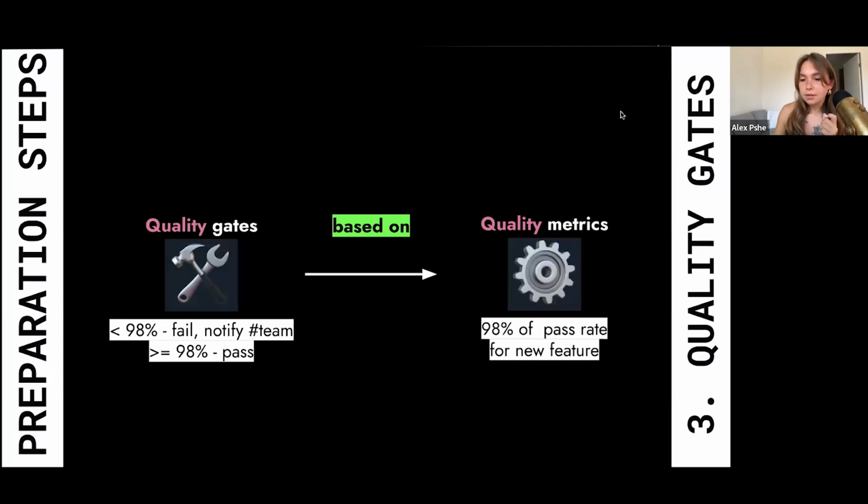And after that, what do we have to do? We have to build our quality gates based on our quality metric. For example, if we have a quality metric like 98% pass rate for a new feature, the quality gate will be: if this metric is less than 98%, we fail and notify some channel. Or if it's higher, we pass and we can go to the next process. So in our map, you remember, it would be like UAT and then release.